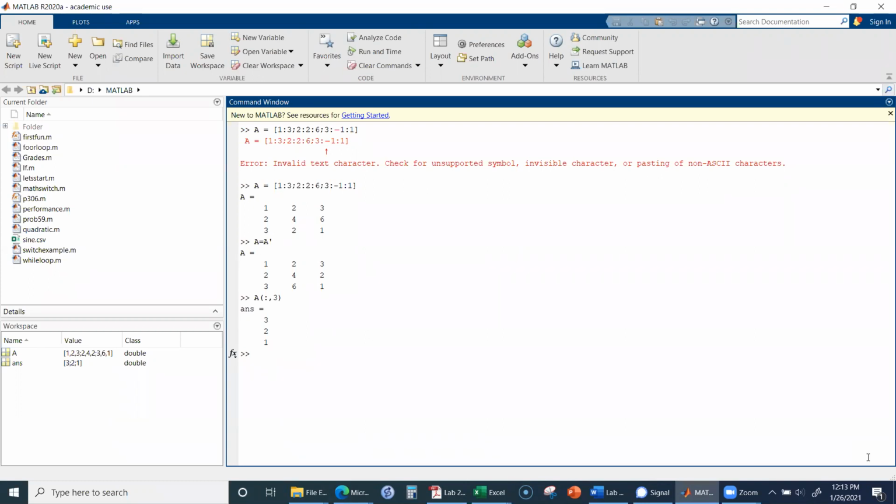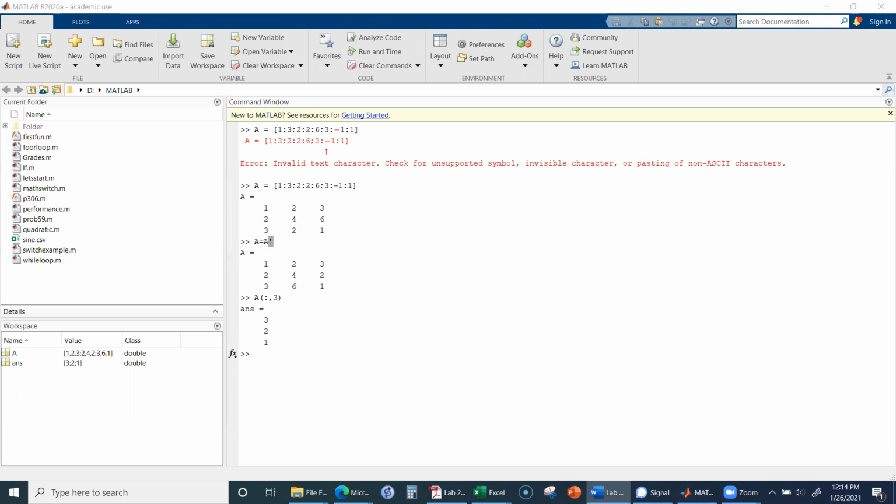So what does the operator A dash mean? Which one? I mean, A apostrophe? Yeah, apostrophe. So this is the apostrophe. This is for the transpose. Oh, okay. Yeah, this is for the transpose.